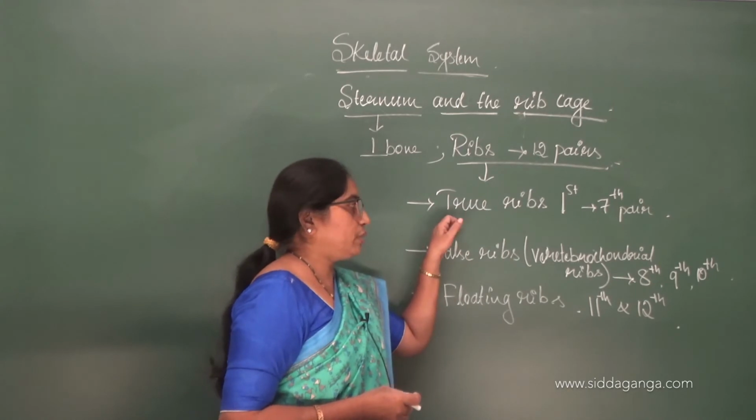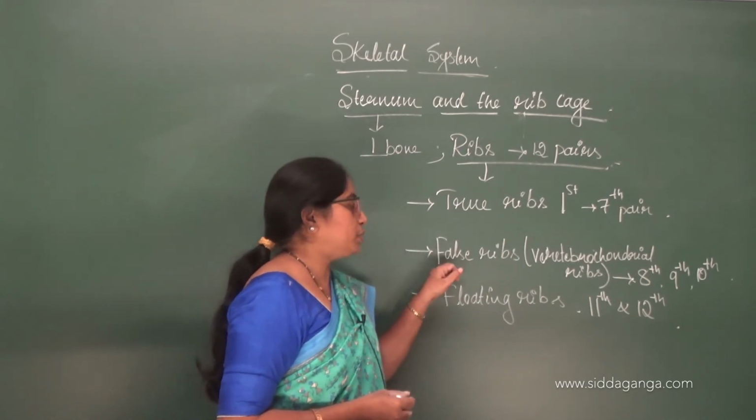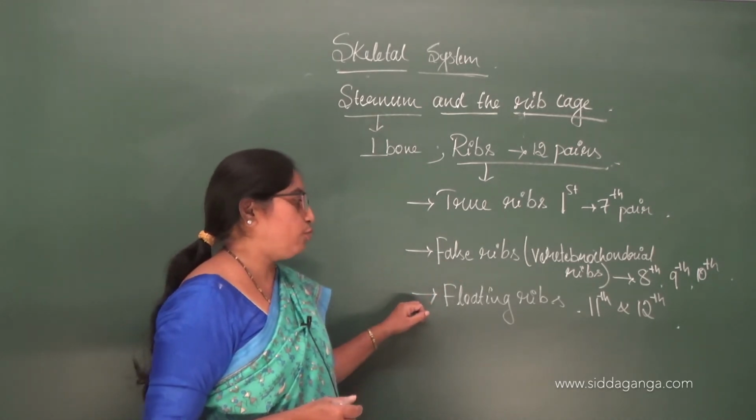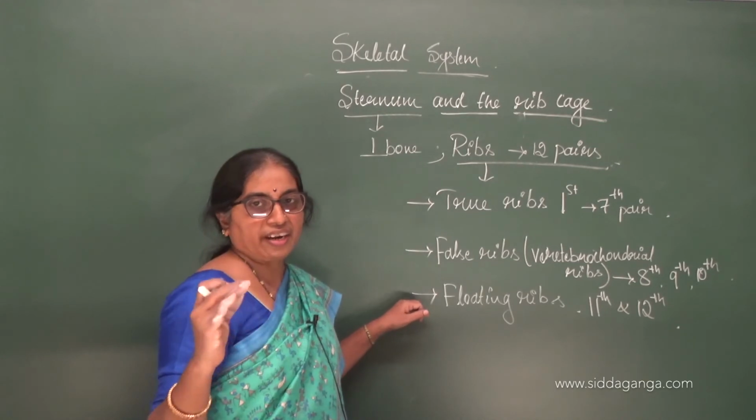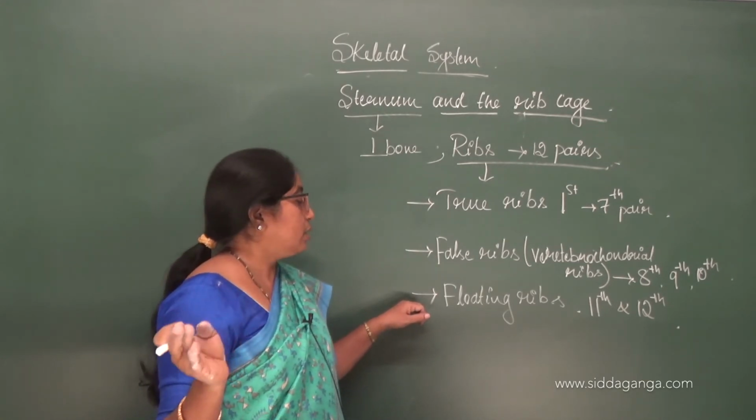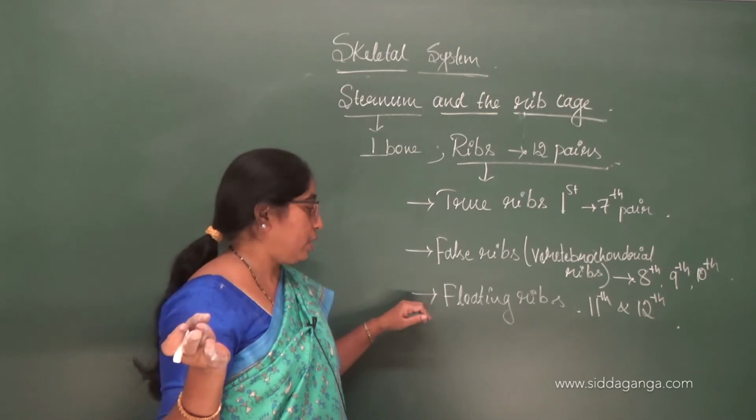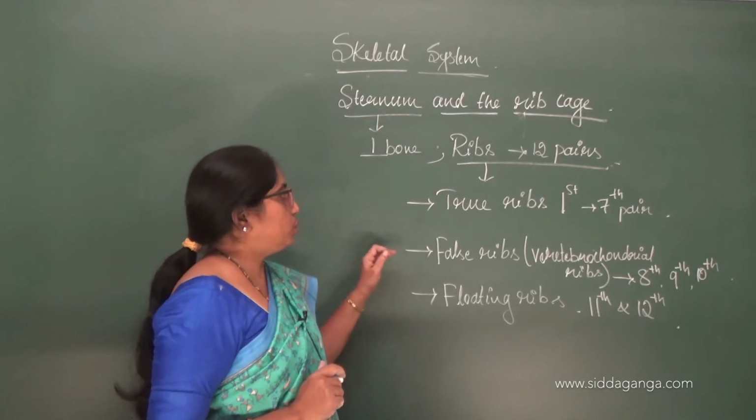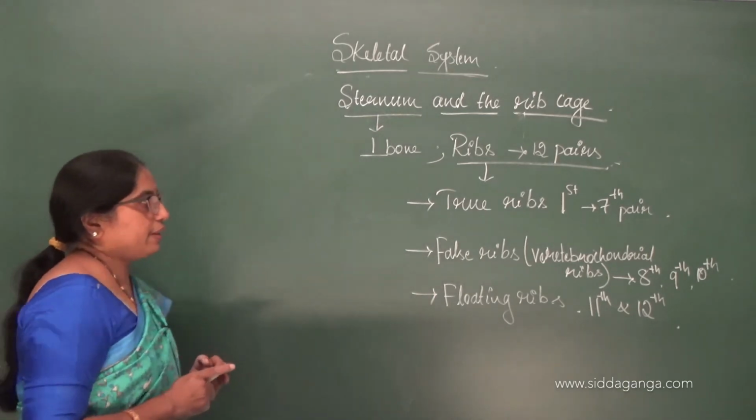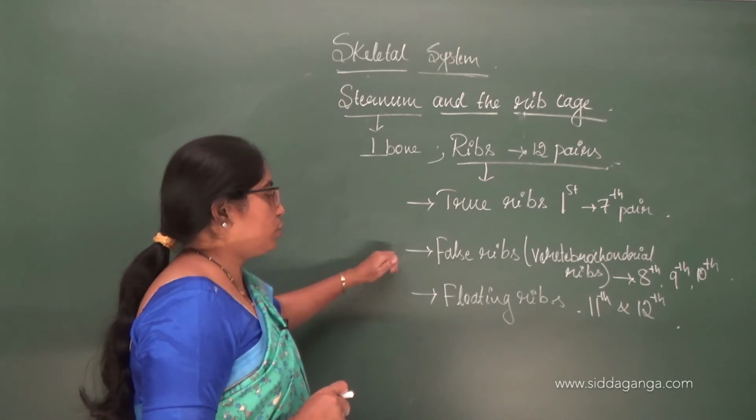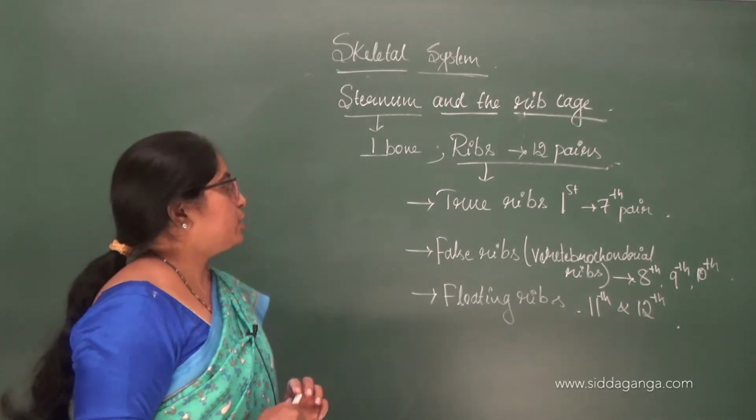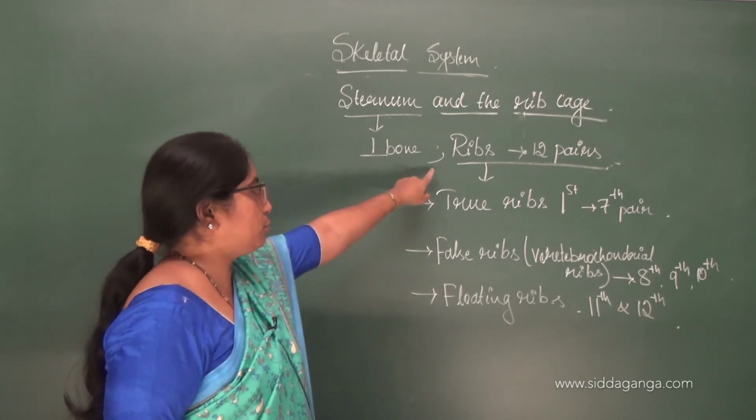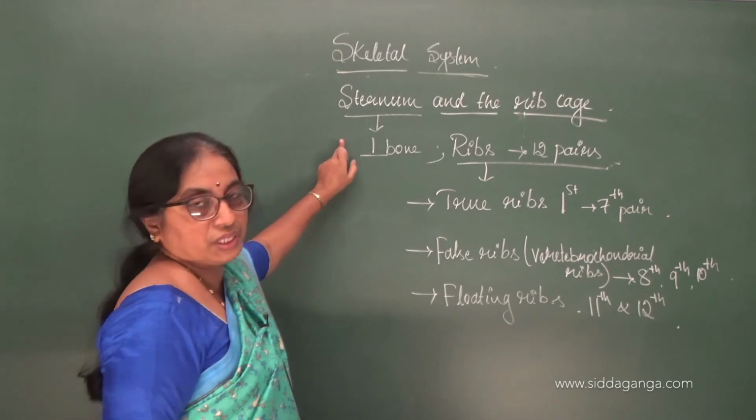So the true ribs are the 1st to 7th pair, the false ribs are the 8th, 9th and 10th, 3 pairs of false ribs, and 2 pairs of floating ribs which just hang down from the vertebral column and never move towards the ventral side, towards the sternum. So these are the 3 types of ribs: true ribs, false ribs and floating ribs. So 12 pairs plus 1 sternum. 12 pairs of ribs is 24 and the sternum is 1.